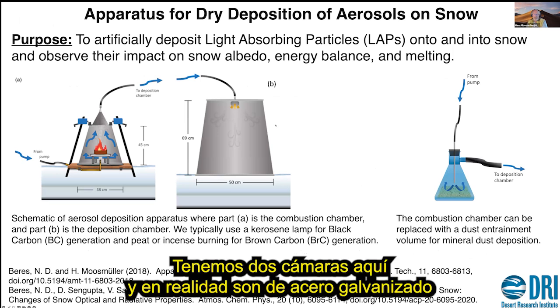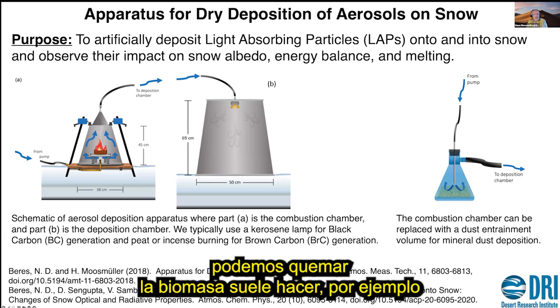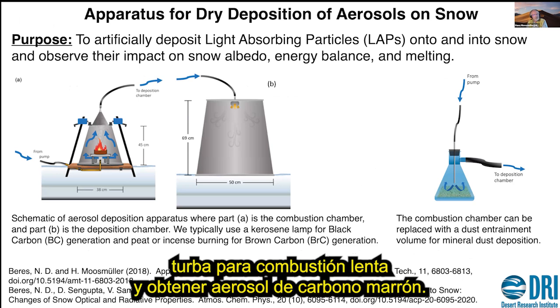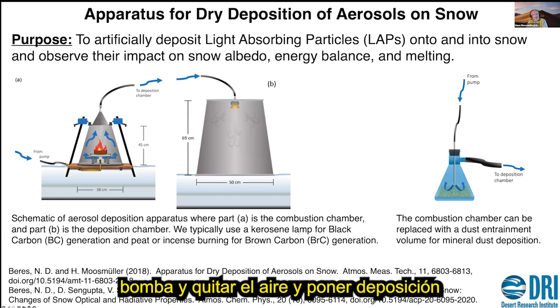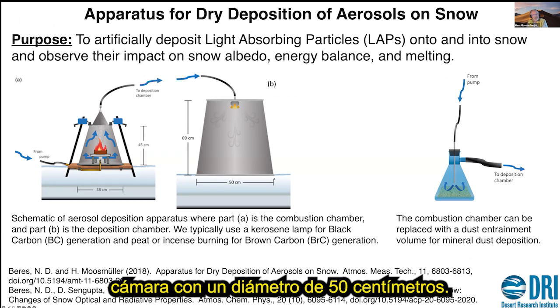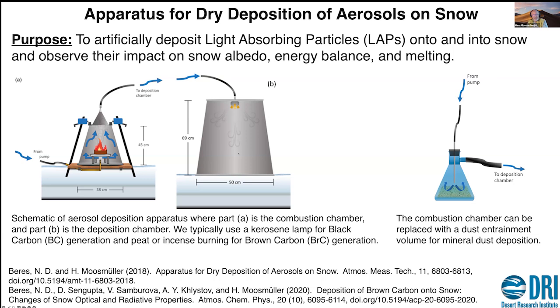We have 2 chambers here, and they're really galvanized steel trash cans inverted. And in one, we can burn biomass. Typically, we'll do, for example, peat for smoldering combustion and get brown carbon aerosol. And then we have a pump here, either a small electric battery-powered pump or a bicycle pump. And we move the air into a deposition chamber with a diameter of 50 centimeter, again, think an inverted trash can, standing on the snow.